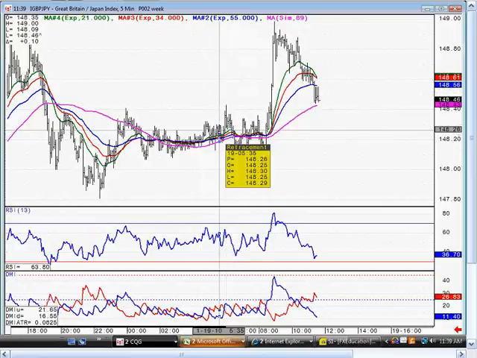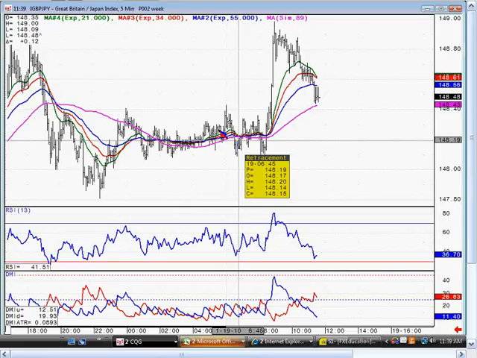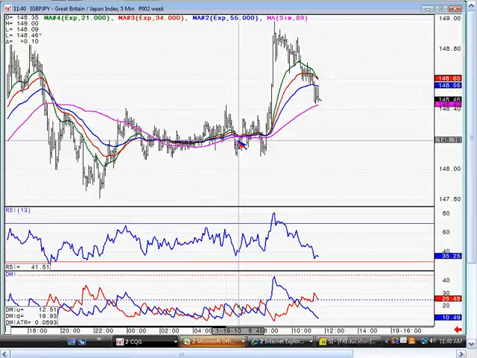The next question is, could you go over the settings for all your moving averages, and do you wait for crosses to determine levels? Right. Okay, moving averages. The moving averages which I use are 21, 34, 55, 89, 100, 199, 360. I use different moving averages. But you must understand that when you learn to use moving averages, you must know how to use them, because the moving average can only be used when the price is doing a retracement or a correction or a pull down, right?